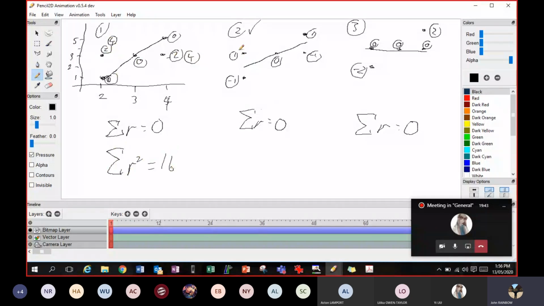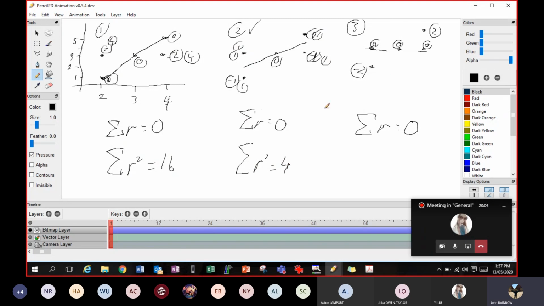This one over here, if I square 1, that's still 1. If I square negative 1, that's 1. 0 is still 0. Positive 1 squared is 1. Negative 1, sorry, I put a line there, negative 1 squared is 1. The sum of these squared residuals is 4. Okay, so 4.